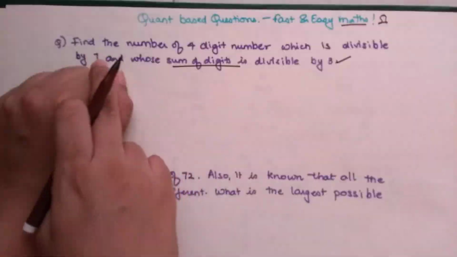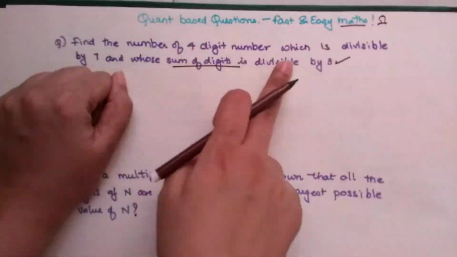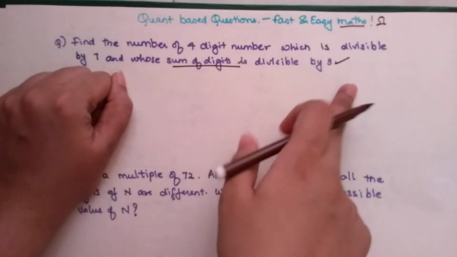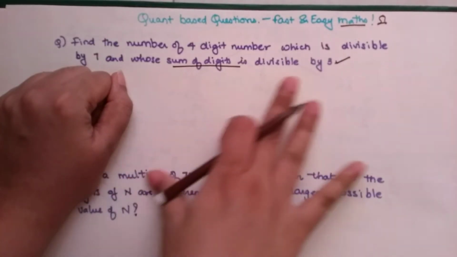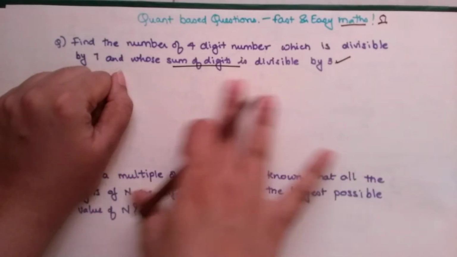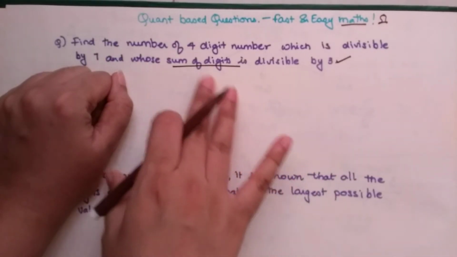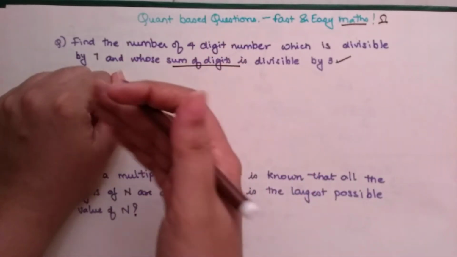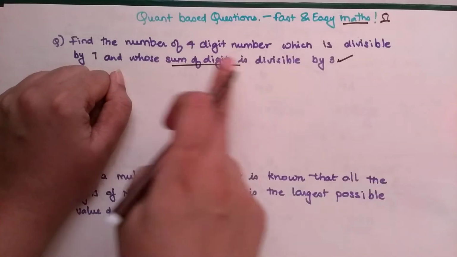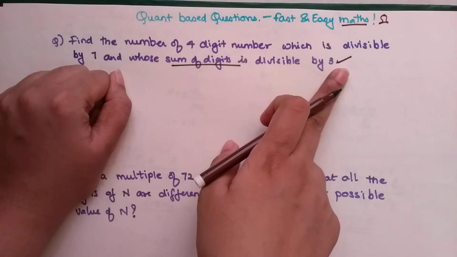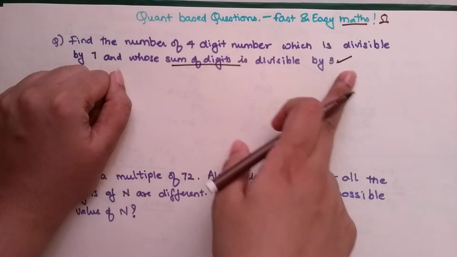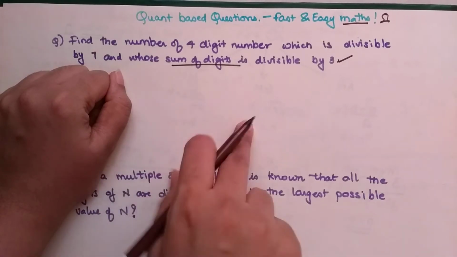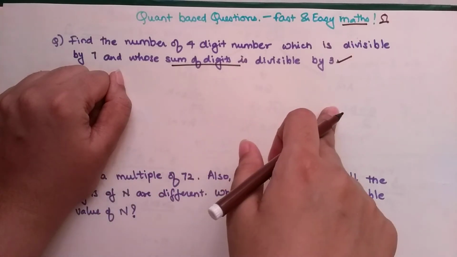The first question says: find the number of four-digit numbers which are divisible by 7 and whose sum of digits is divisible by 3. Now the question, students, if you look at this particular statement, that is sum of digits, that is actually a bit of a giveaway. It's basically not even needed. They could have just said which is divisible by 3. The reason being, the divisibility test of 3 is nothing but that the sum of the digits of the number has to be divisible by 3.